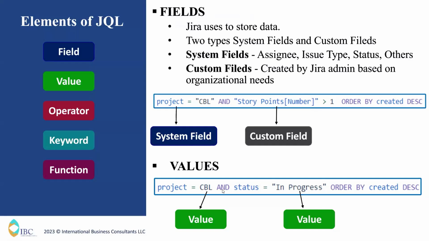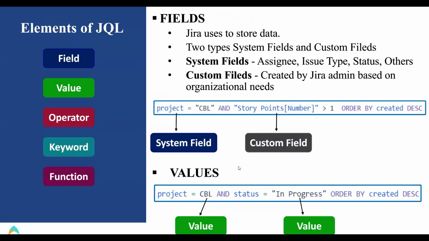So next comes the value. What are values in Jira? Values are used to represent the exact match for which you want to search the result. Here I have denoted CBL as a value and in progress is also a value. What is the major difference you see from this board? CBL is not inside double quotes, but in progress is inside double quotes. Why do we use double quotes for in progress?